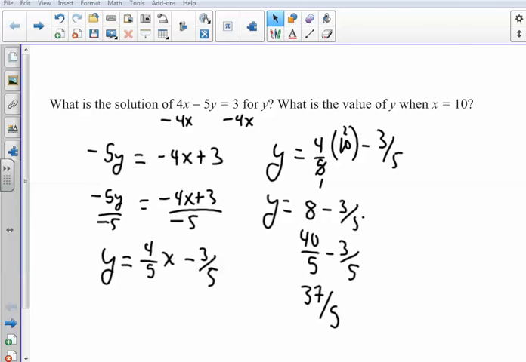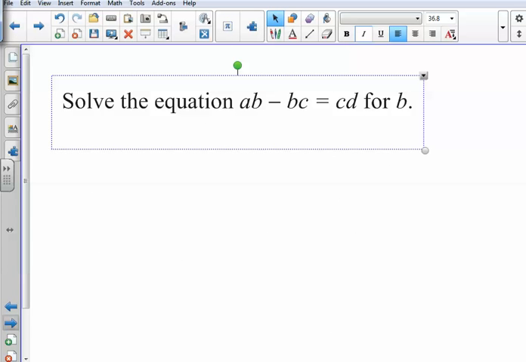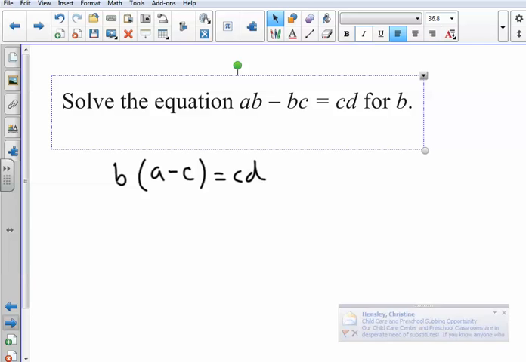Let's take a look at a second example. This one says solve the equation AB minus BC equals CD for the letter B. Well, that's kind of weird, right? What I notice is that they have AB and BC. There's a common factor there, so I'm going to pull out the B, and so now I have A minus C equals CD. That's the reverse of the distributive property. Then it's B times A minus C is equal to CD.